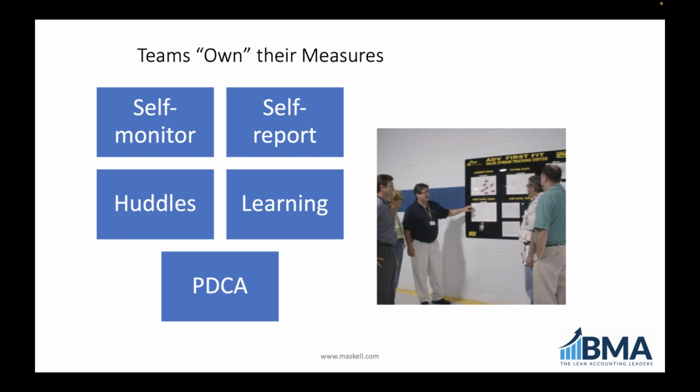All right, remember that in this lean performance measurement system, teams own their measure, whether it's a cell team, a value stream team, a senior leadership team. As much as possible, they self-monitor, they self-report. They're used for learning and problem solving. They need to be simple and easy to use. The calculation needs to be understood. As much as possible, let the team calculate the measure.